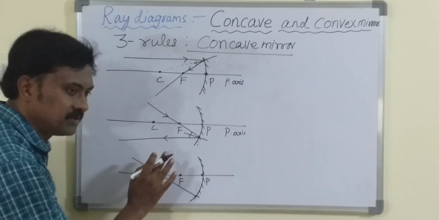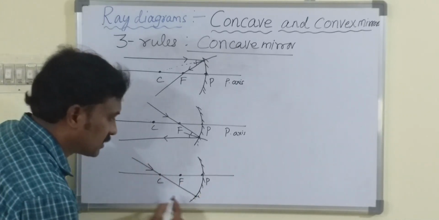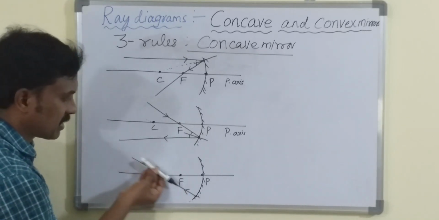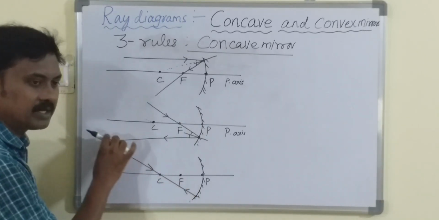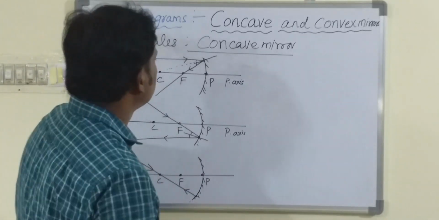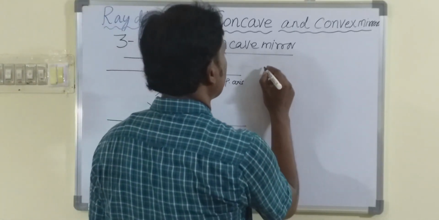Okay, so what is the angle of incidence? 0. So here the reflected ray will just retrace its path. That is, the light ray, if it's coming like this, then just retrace its path. That is, it goes back in the same direction. Okay, so let me write the 3 rules.